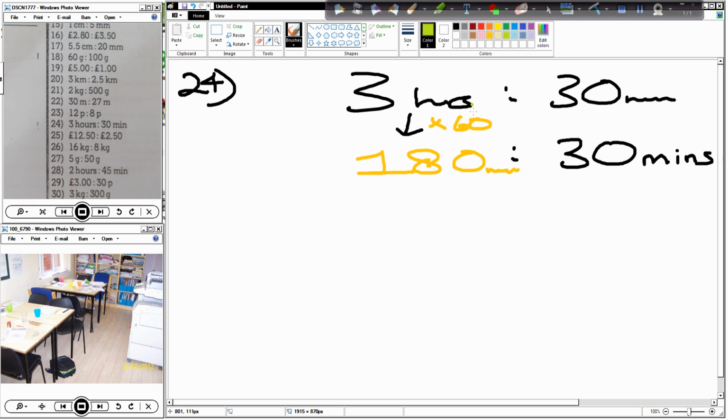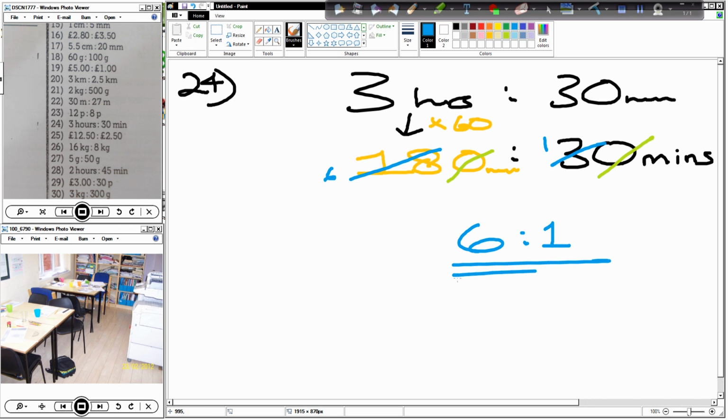Now we are in the position where we can cancel. So divide by 10, divide by 10. Okay. Divide that by 3. Divide that by 3. So the final answer will give us an answer of 6:1. So here we only converted one of the units into the other unit. So the hours was converted to minutes, and then we cancelled. We didn't need to change both. You only do what you need to do in the question.